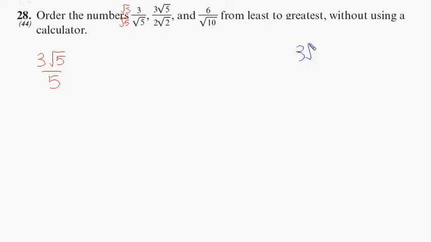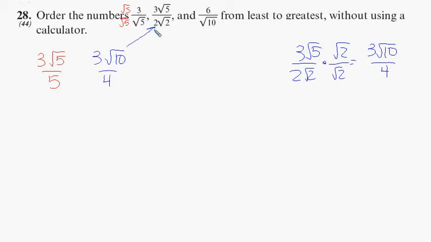This next one is 3 times the square root of 5 over 2 times the square root of 2. So to rationalize this one, I just took square root of 2, square root of 2. That gave me 3 times the square root of 10 over 2 times 2, which is equal to 4. Okay? So let me write that one here. 3 times the square root of 10 over 4. That comes from this one right here.